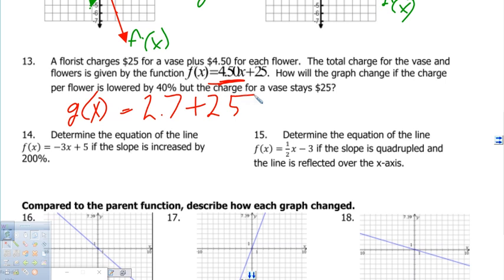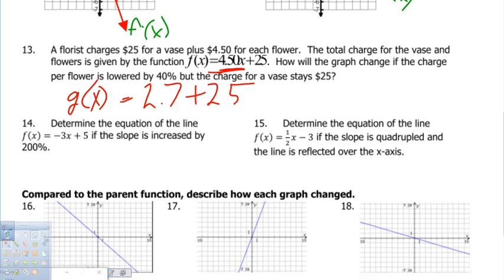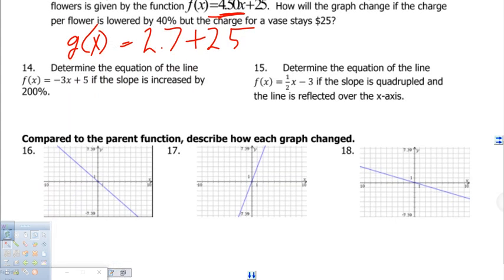Determine the equation of the line f of x equals negative 3x plus 5 if the slope is increased by 200%. So that means that we're going to multiply the slope by 2. So that's going to be g of x equals, and we're going to multiply negative 3 times 2, which is negative 6. So negative 6x plus 5.